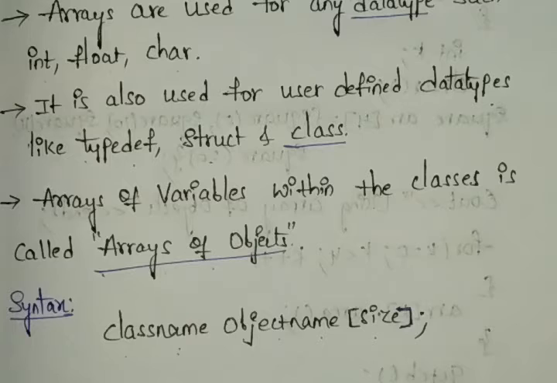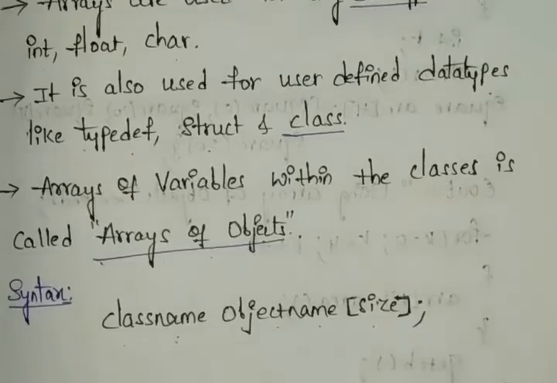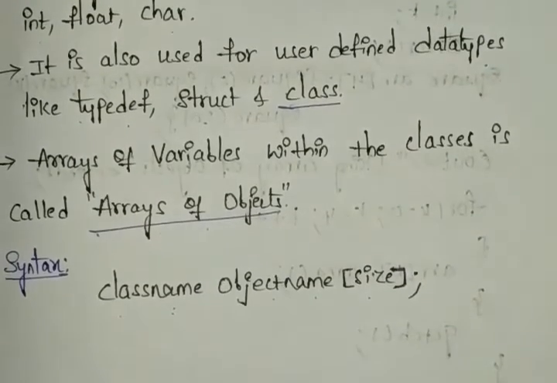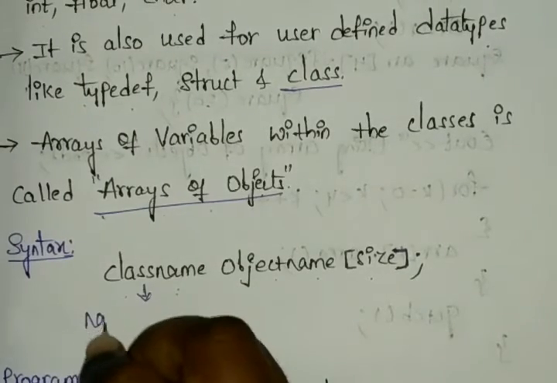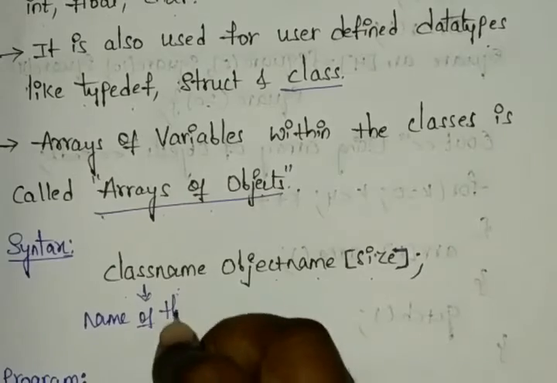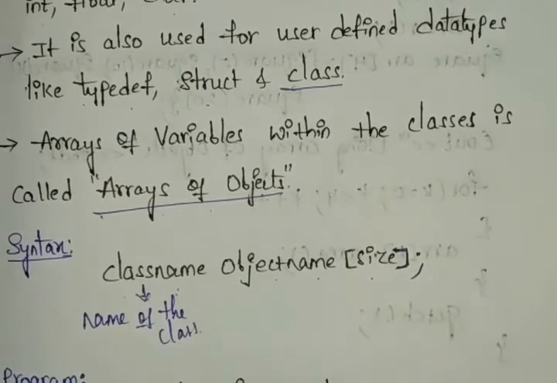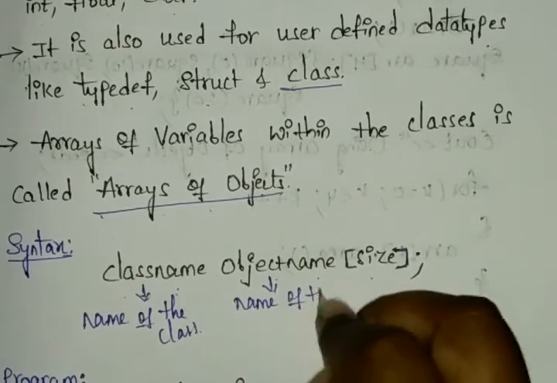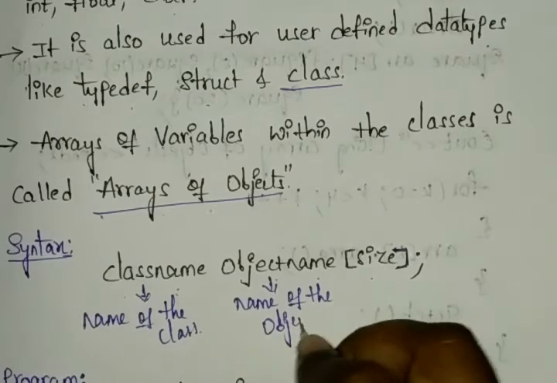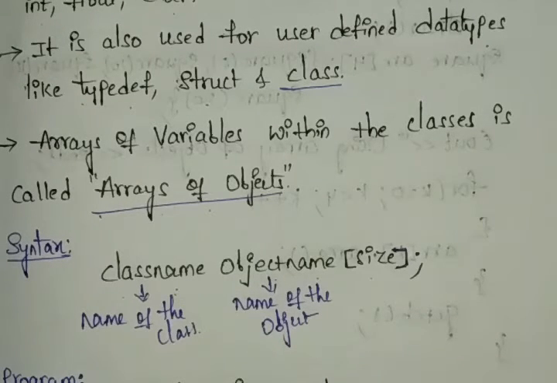Normally we declare these size values in arrays only. So objects are now declared in the array format. Your class name is the name of the class, and your object name is the name of the object. The size defines the maximum number of elements that can be stored in an array.